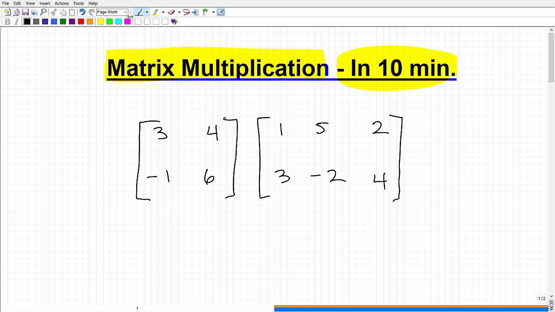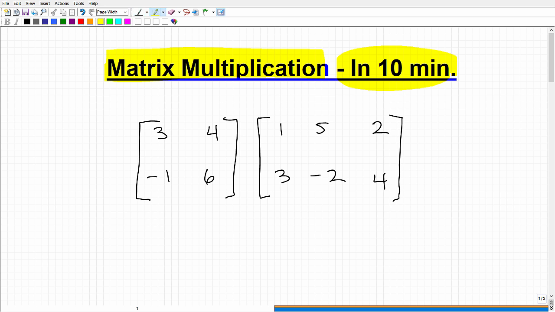So here I have two matrices, and when you have a matrix like this, you can tell it's a matrix because it has the brackets. When you write it next to another matrix, that means that what's going on here is matrix multiplication. Sometimes you'll see a little dot there, but generally it's like this. So the first thing we need to determine is whether we can actually multiply two matrices.